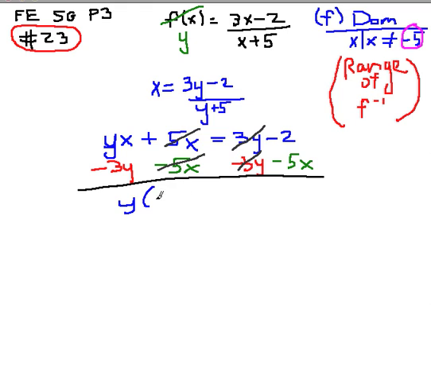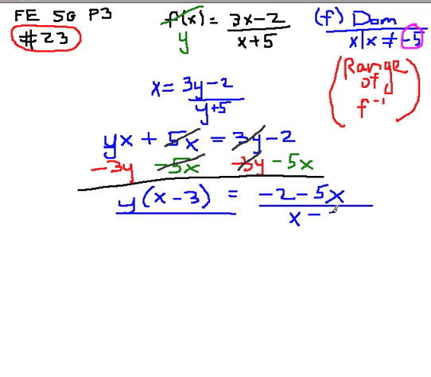And I'm going to get x minus 3. All right. And on the right side, we're going to get -2 minus 5x. And then we're going to divide both sides by the x minus 3. And that's it. So we have y. I'll go ahead and do this. Let's make it official.